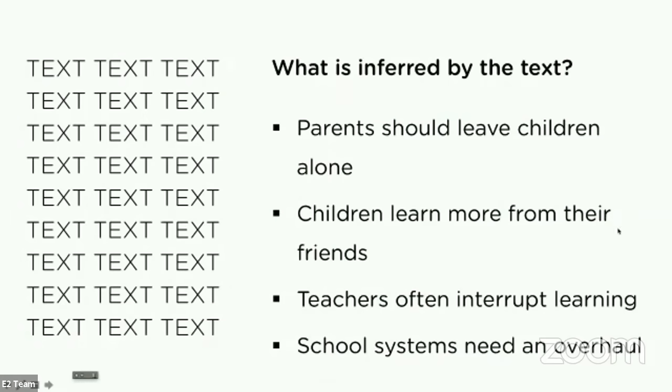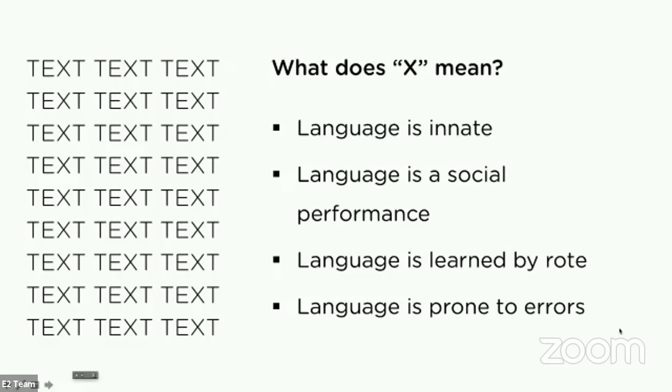So the inference might be that parents should leave children alone. He doesn't say that explicitly, but that's what this text says. Or that children learn more from their friends, or teachers often interrupt learning, or school systems need an overhaul. Or you might get one that looks like this, and it says, what does specific detail mean? That language is innate, that language is a social performance, that language is learned by rote, that language is prone to errors. So now we're looking not at main ideas, but specific details.